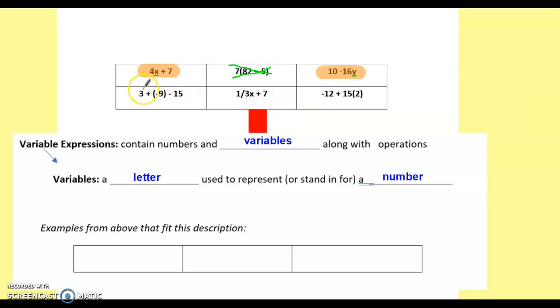The bottom three, this one's just numbers, so it's numerical. This one in the middle on the bottom, you should notice that x value, so again, it would be considered a variable expression. And this last one we categorized, it was numerical. It only has numbers.